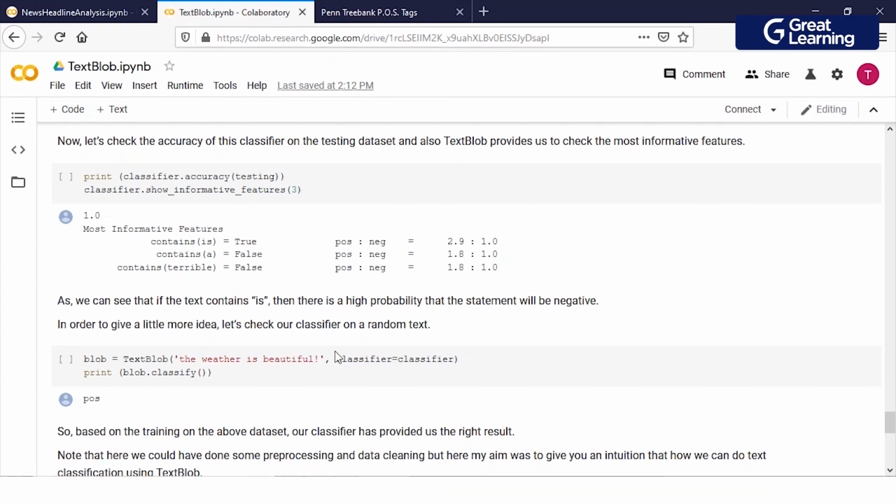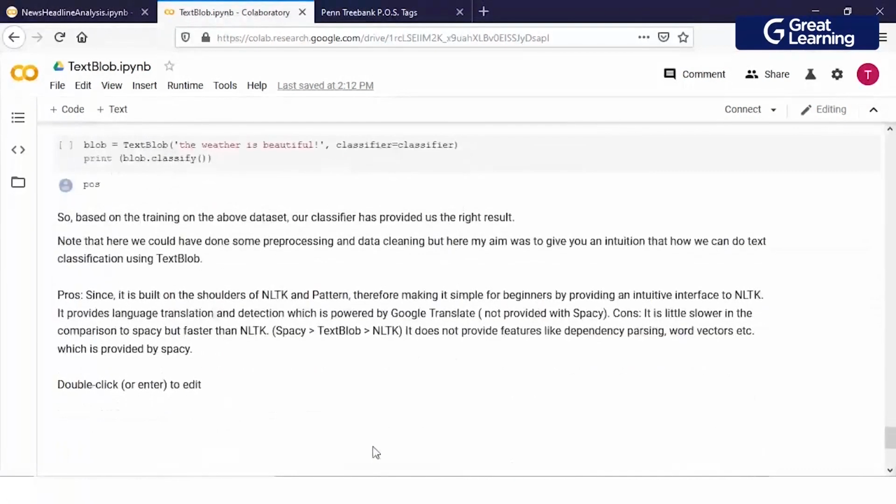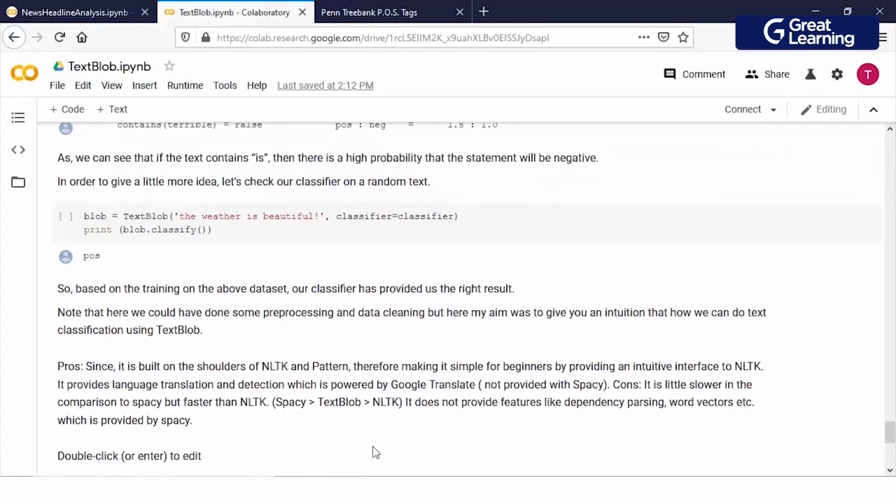And then I just made up a sentence right here while I was typing this down: TextBlob, "the weather is beautiful", classifier, and it tells you it is a positive sentence. And that pretty much ended this classification problem there itself. However, it is not that simple. And I have also put the pros and cons.